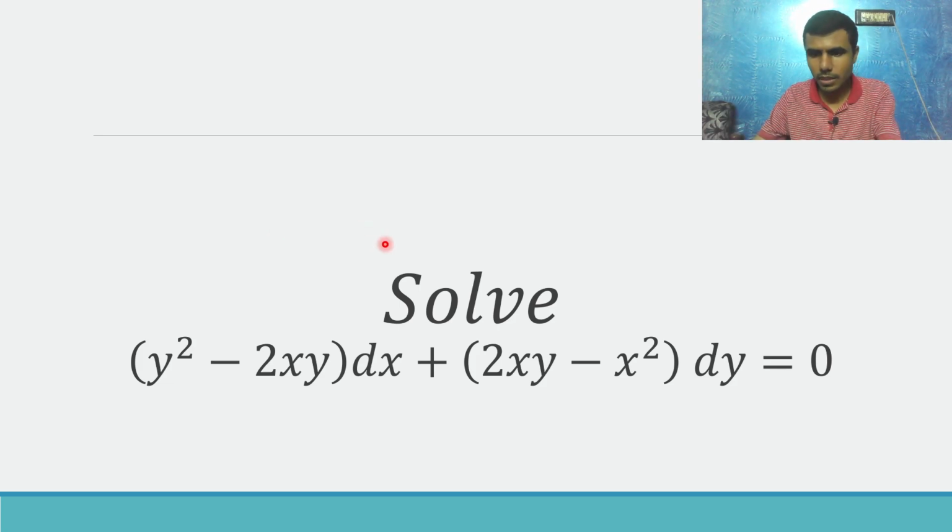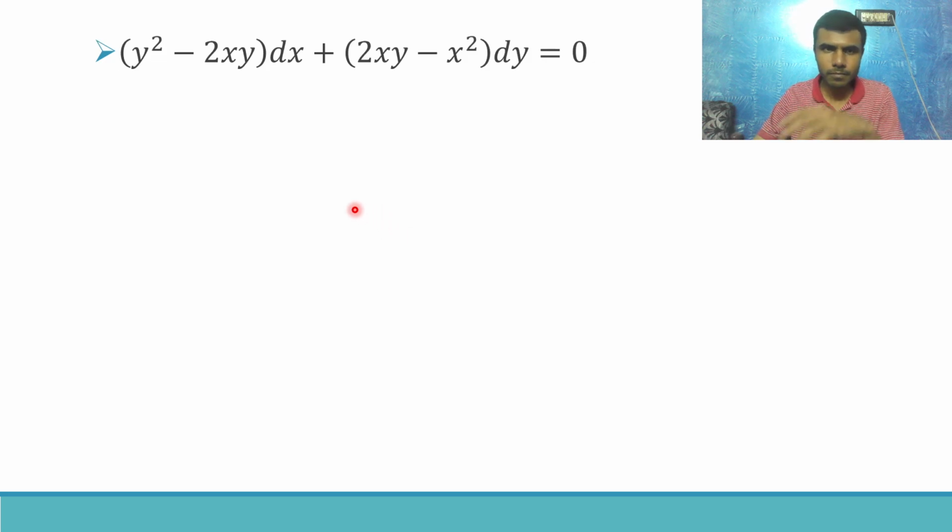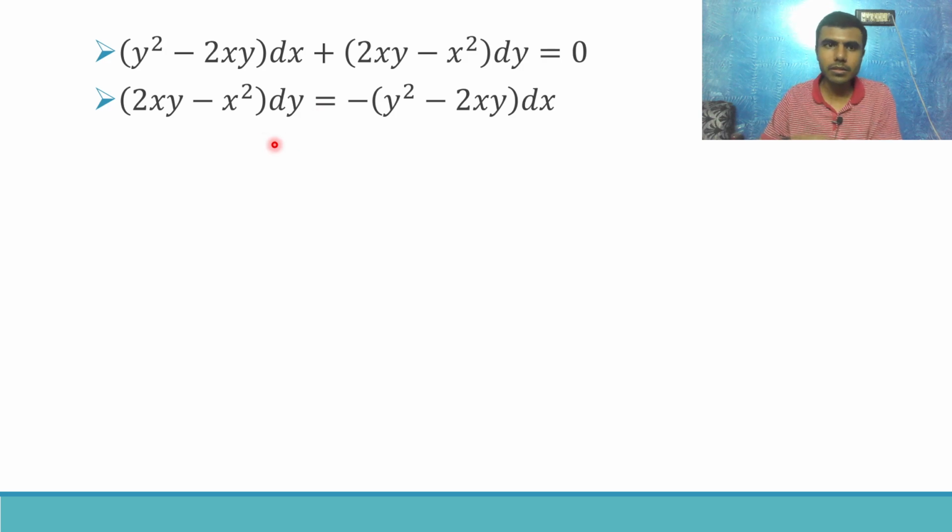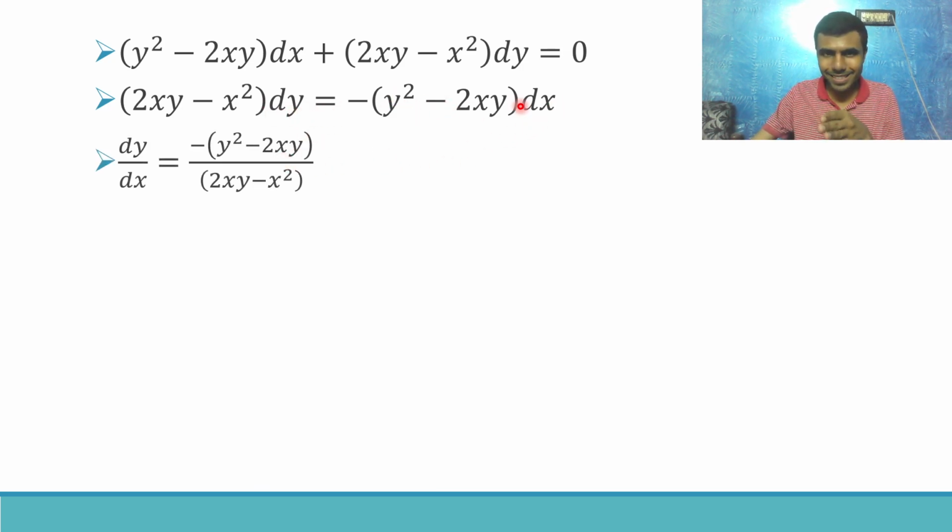Now see, let's get started. This is what I'm given. Now send this term to the RHS, y square minus 2xy dx, send it to the RHS. So what I'd get is this, 2xy minus x square is minus of y square minus 2xy into dx. I already mentioned that we need something of the form dy by dx is equal to something. So how am I going to get it? Just send this one here and dx here. So dy by dx is nothing but minus of y square minus 2xy divided by 2xy minus x square.